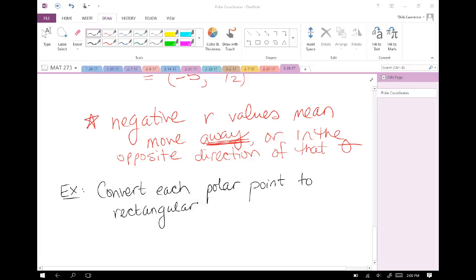We're going to do a couple of the opposite direction, then we're going to look at converting some equations. So this time they're giving us a polar point. They're giving us an r and a theta, and they want us to change it to an x and a y.